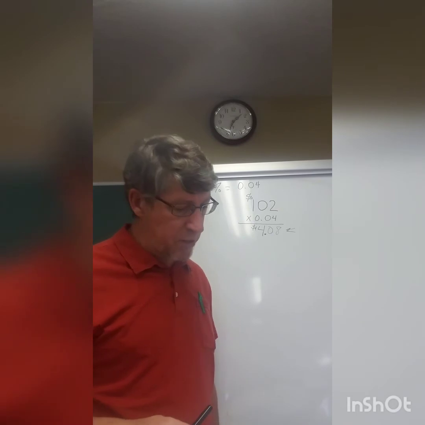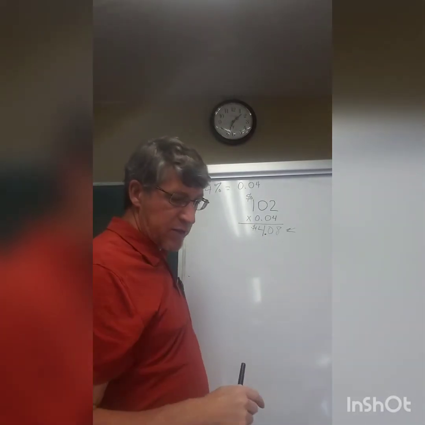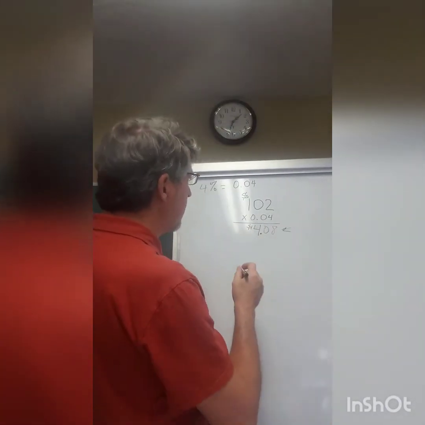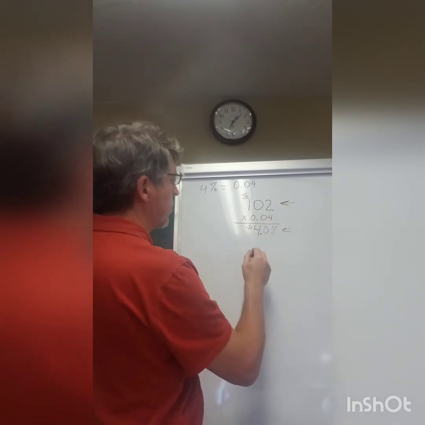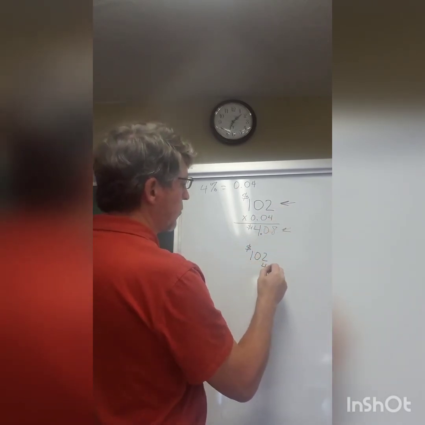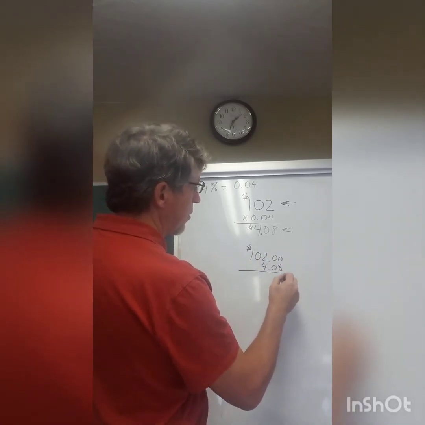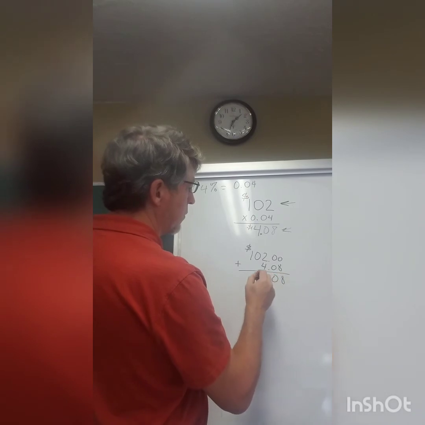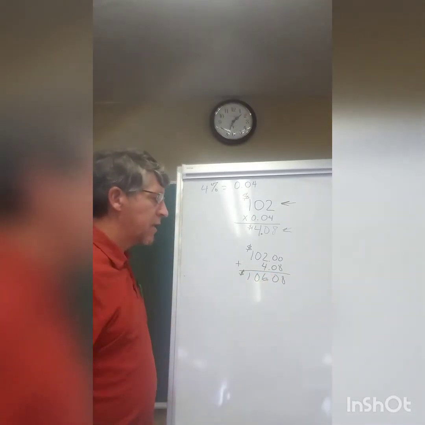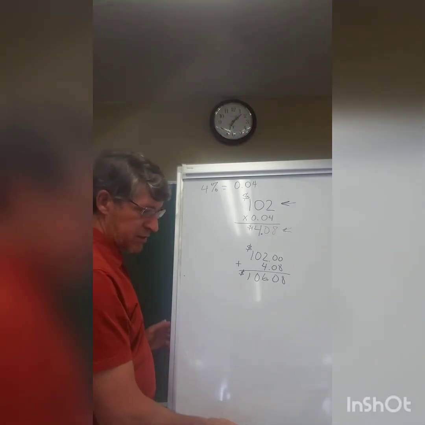How much will be the amount earned this year? She'll earn $4.08. And then C, how much money will she have in her account at the end of the second year? So what did she start with? $102. How much interest did she earn? $4.08. Remember decimal points. And now add all that together. And now she has $106.08 in her account. Okay? That's how you do interest problems.